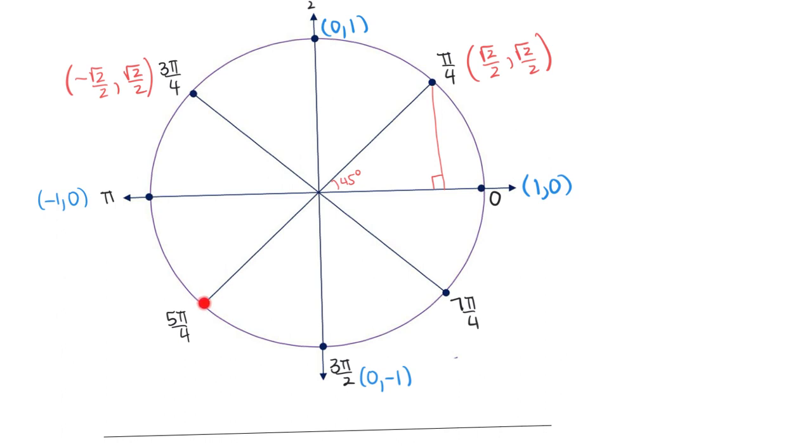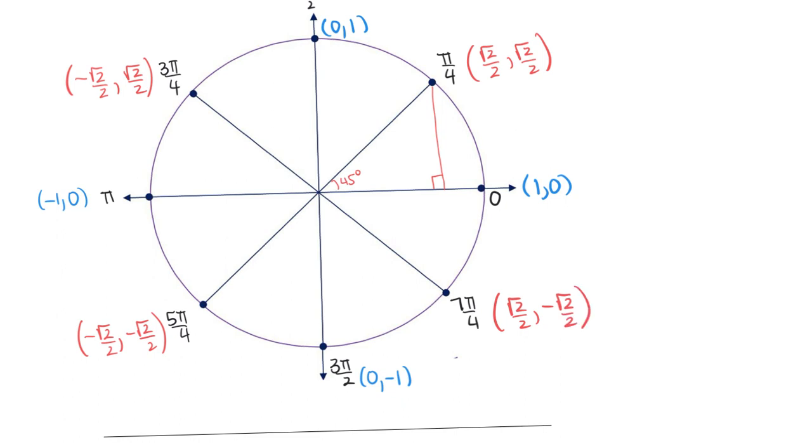Okay, now if I go to this location over here, it does make a 45-degree angle, but it's down here. So I'm going to go left and I'm going to go down, which means my x-coordinate is negative and my y-coordinate is also negative. Okay, now I'm going to go to quadrant 1, 2, 3, 4. I'm going to go right, so my x is positive. I'm going to go down, so my y is negative. So this is going to be positive root 2 over 2, comma, negative root 2 over 2.